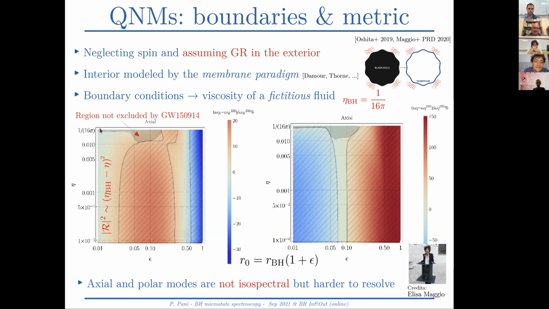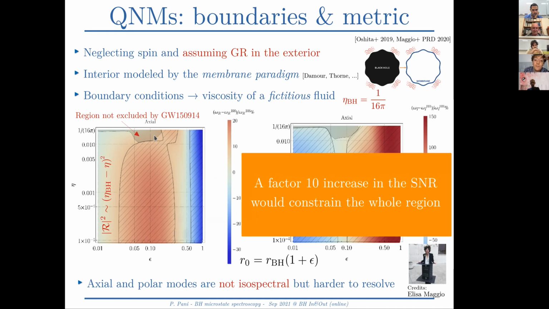Again, it's a two-dimensional parameter space: epsilon, essentially the compactness of the object, and eta. A black hole, in this case, sits up here on the left because epsilon goes to 0. What I'm showing here is the relative difference between the quasinormal modes of a black hole and that of this object in this parameter space. As you can see, the difference can be 20, 10%. So all this area is already excluded by the measurement of GW150914, which was in agreement with the black hole value. The only region that is not excluded is this gray region here, which anyway could be excluded if the SNR is increased by a factor 10.